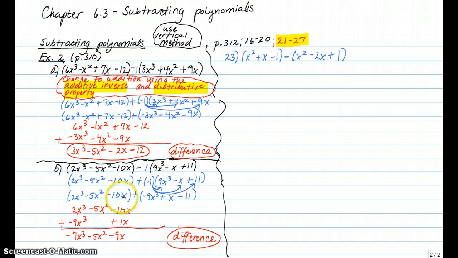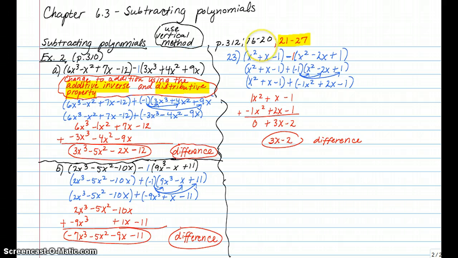And then there's no more terms in the first expression. We go to the last term in the second expression, which is minus 11. We have nothing above it. Plus negative 11 is minus 11. So our difference is negative 7x cubed minus 5x squared minus 9x minus 11. What I'd like you to do now is try number 23. Go ahead and write it on the right side. Try number 23, and then I'd like you to turn the recording back on and check yourself.